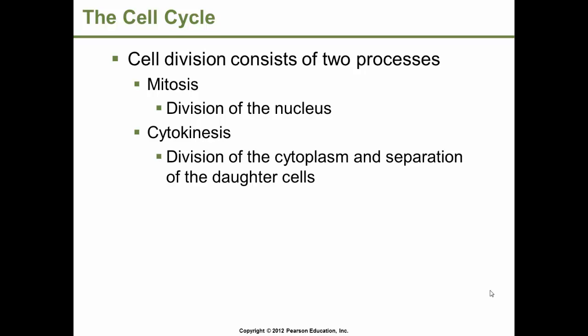Cell division consists of two processes, mitosis and cytokinesis. Mitosis is the term given to division of the nucleus. They'll go through several phases. Cytokinesis, on the other hand, is division of the cytoplasm and separation of the daughter cells.